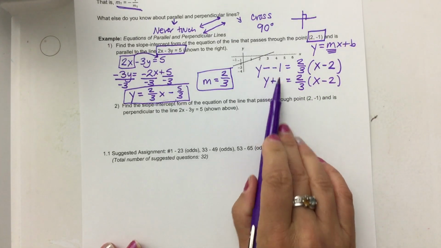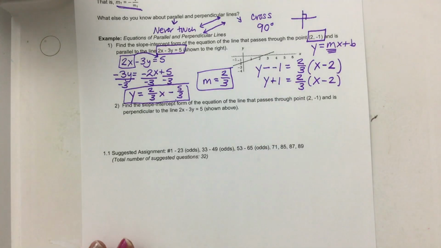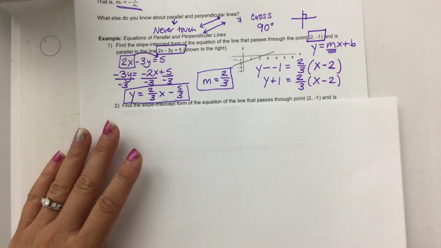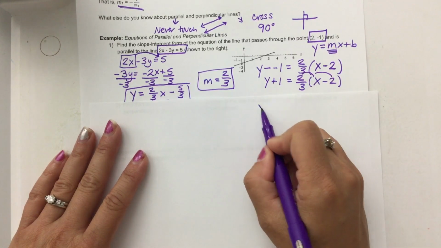All I did from this step to this step is realize I had minus a negative. Minus a negative, you change it to a plus. Okay, that is point slope form. They want it in slope intercept form, so I need to distribute.